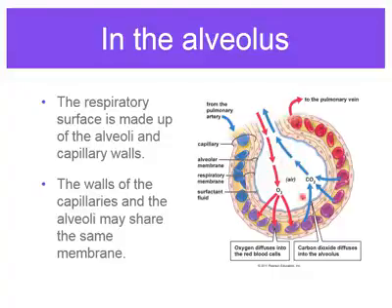Here is the gas exchange. This is called the gas exchange, where the oxygen moves from the alveolar sac to the blood, and the carbon dioxide moves from the blood to the alveolar sacs.